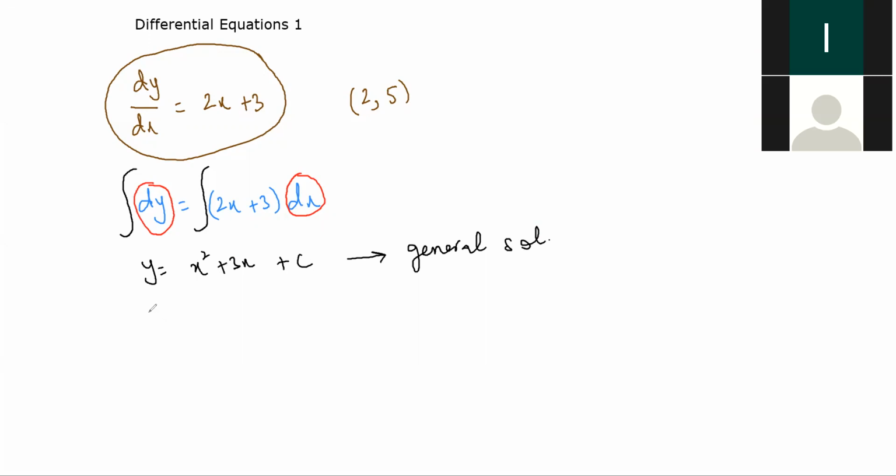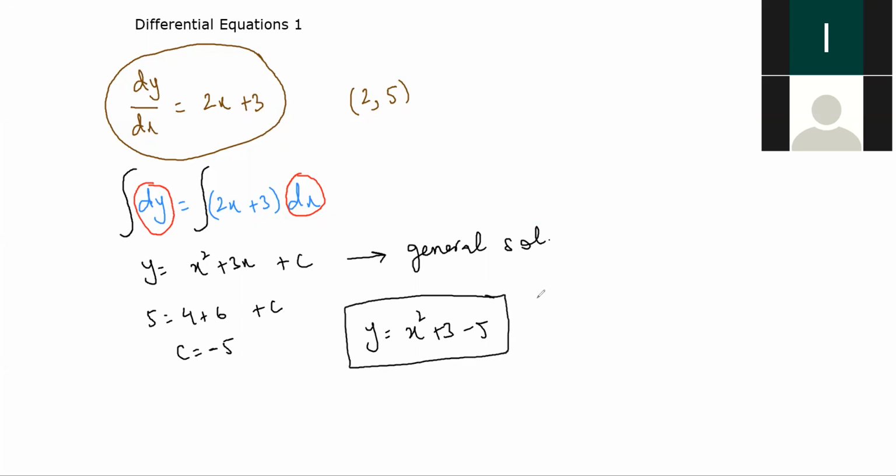And if you put the given values of y and x here, and you determine the value of c, like this is 5, that is going to be 4 plus 6 plus c, and your c is minus 5. So if you write it like this, y is equal to x squared plus 3x minus 5. This one is called the particular solution of the given differential equation.